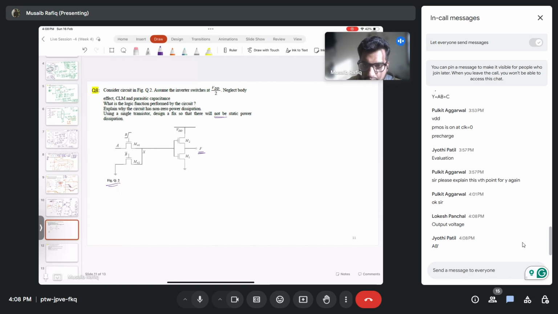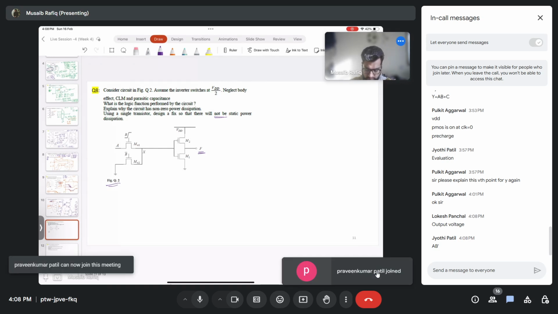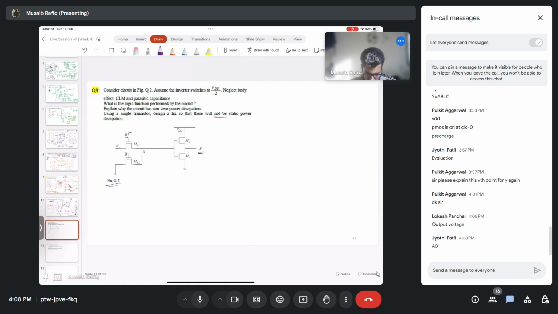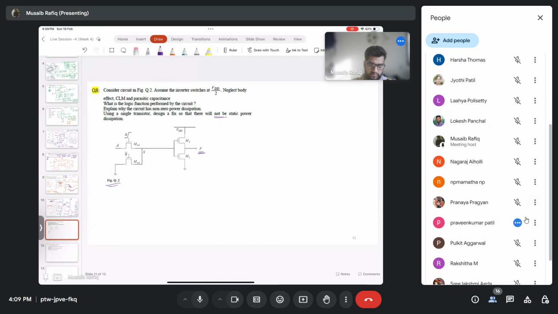Now the question is, why is there a non-zero power dissipation in the circuitry? Can anyone tell me why it has a non-zero power dissipation? If someone has turned on the microphone, please mute yourself.